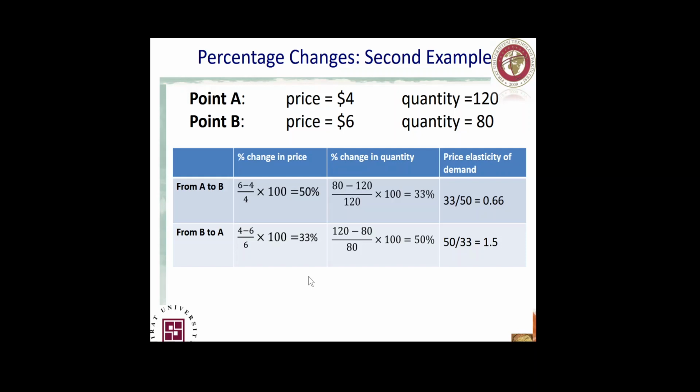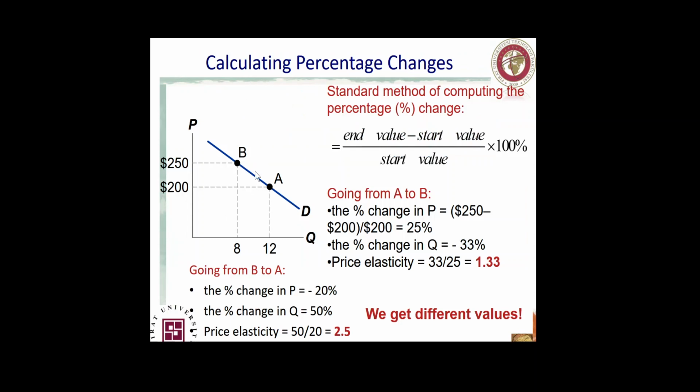For this purpose, and this is another example, I will not discuss it because we have already discussed this one. I just gave it to you as an extra example, you can go through it. The idea here is we can take the midpoint. In the midpoint, we will calculate the percentage change in price and quantity based on it for both of them. And in that case, we will not have this difference of elasticity based on the movement from A to B.